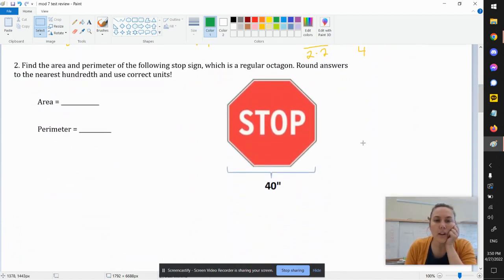Find the area and perimeter of the following stop sign, which is a regular octagon. Round answers to the nearest hundredth and use correct units. Here, they told us that the width was 40.